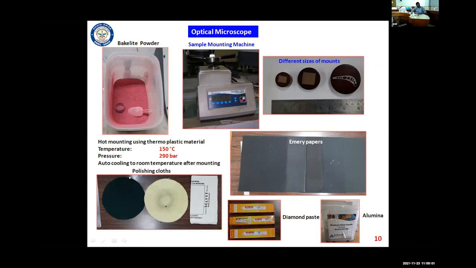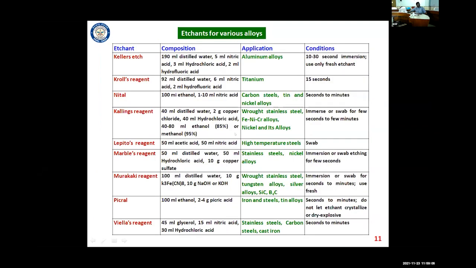After polishing the sample, we need to etch it in order to reveal the microstructure details. Some of the etchants are given here. This is Keller's etch, with this composition we can use it to etch aluminum alloys. Kroll's reagent, with nitric acid, water, and HF, is for titanium alloys. Similarly, you can use picral, aqua regia, and nital for steels. Etchants for different materials are listed here, so you can go through them.